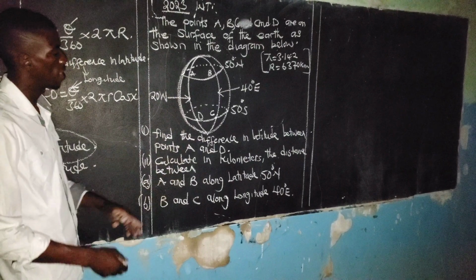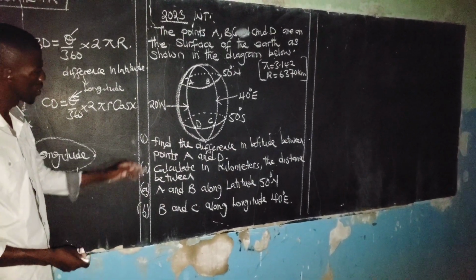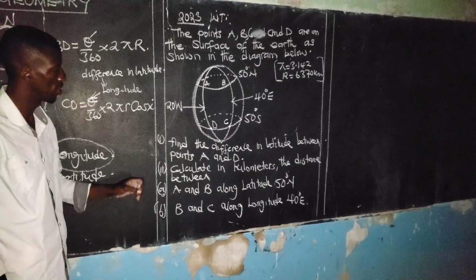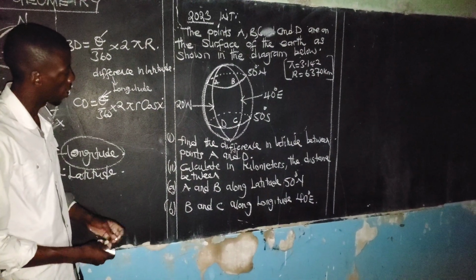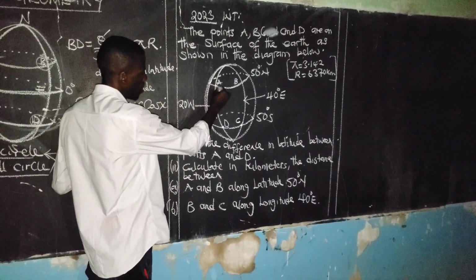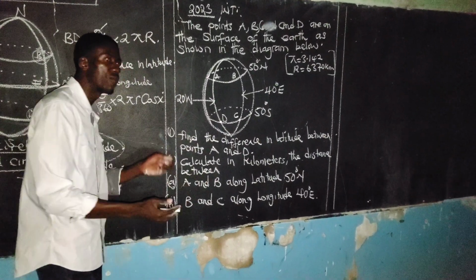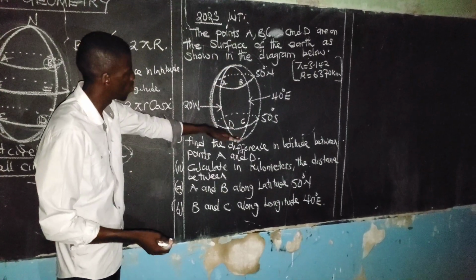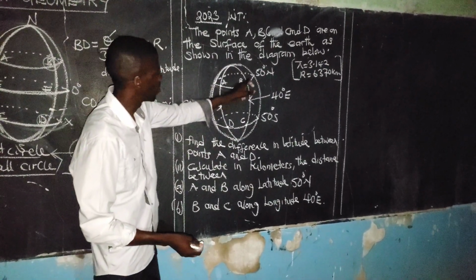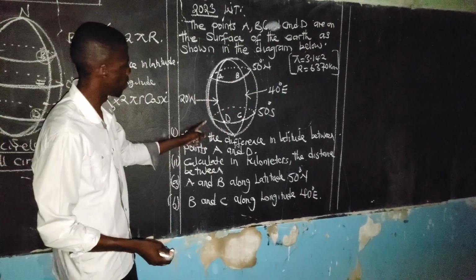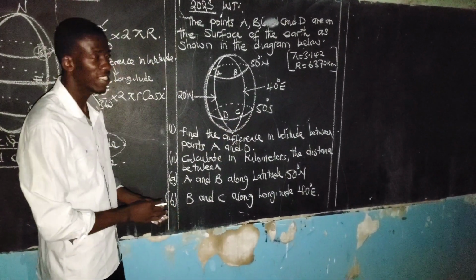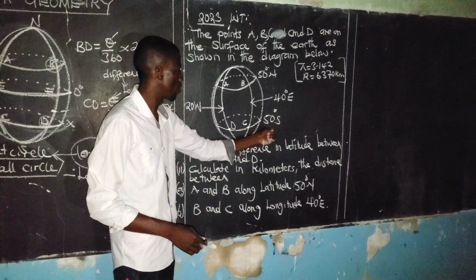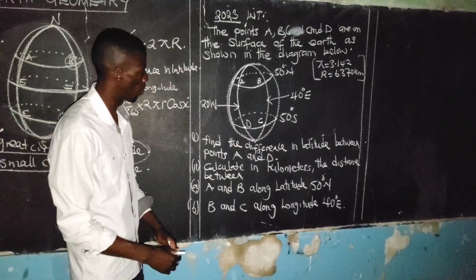Okay, so if you have this kind of a question, like the first question that they have asked, which is the difference in the latitudes between point A and D, you check. We have point A, which is here, point D, which is here. They just want to find out the difference between the latitude where this one is standing and the latitude where this one is standing. So you can see that the latitude is 50 degrees north, and then the other one is 50 degrees south. So if they are standing on different hemispheres, the other one is in the northern part, the other one in the southern part. So here you add.